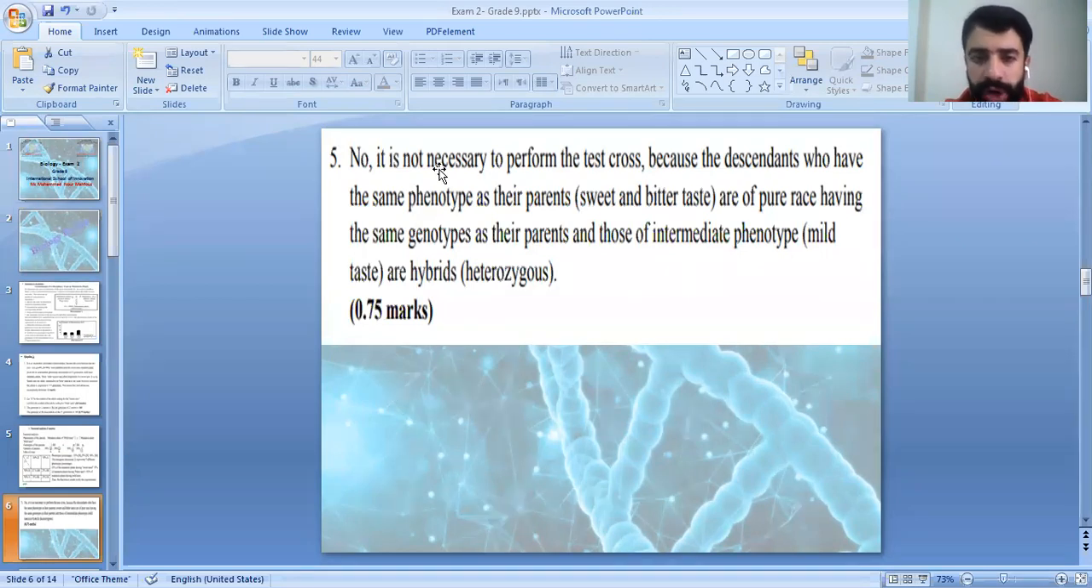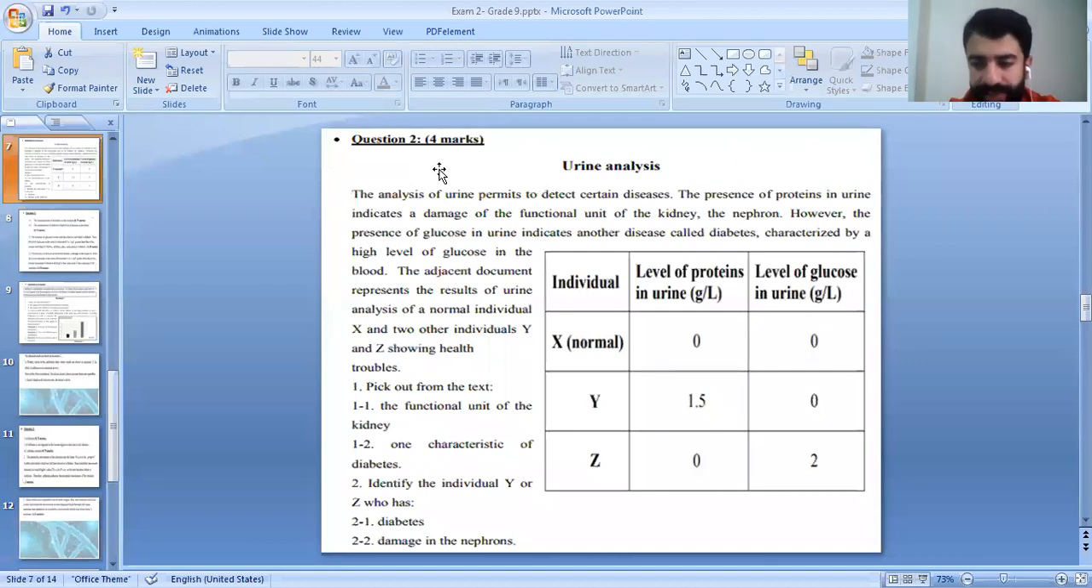Let's move now to question 2. Urine analysis. This analysis of the urine permits to detect certain diseases. The presence of proteins in urine indicates damage of the functional unit of the kidneys, which is called the nephron. So whenever we have proteins in the urine, this will lead finally to the damage and destruction of the nephron. However, the presence of glucose in urine indicates another disease, which is called diabetes, characterized by high level of glucose in blood.